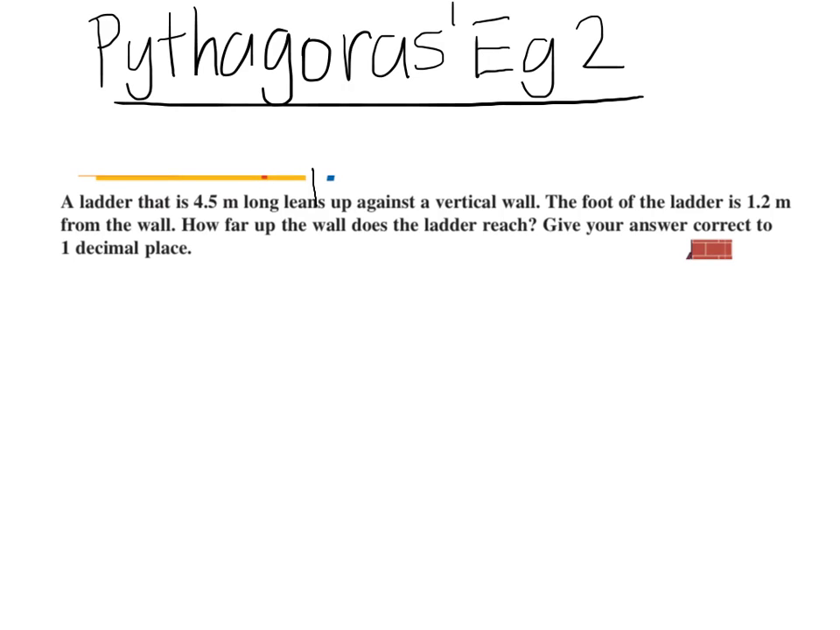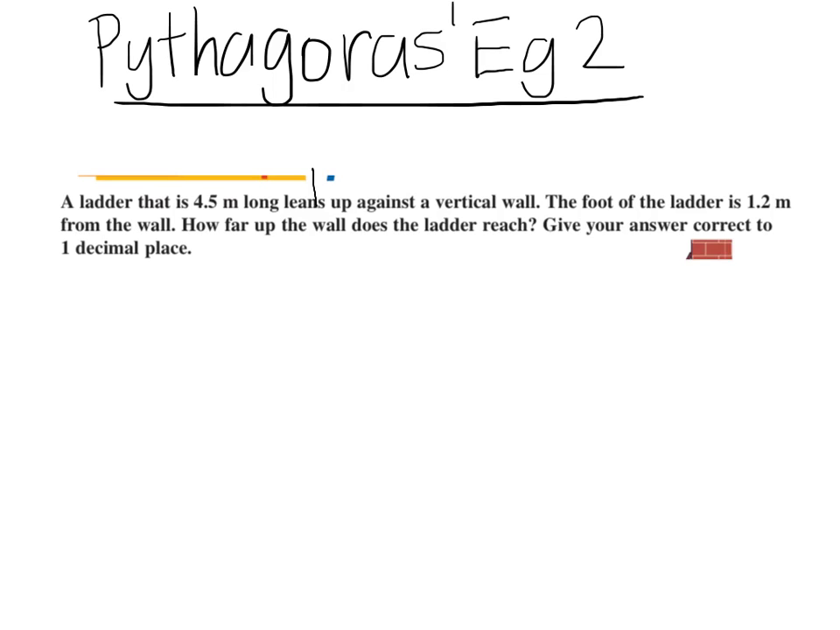Okay, we're on to our second example, Pythagoras example 2. This time we've got a ladder that is 4.5 metres long, leaning up against a vertical wall. The foot of the ladder is 1.2 metres from the wall. How far up the wall does the ladder reach? This time we're going to give our answer correct to 1 decimal place.